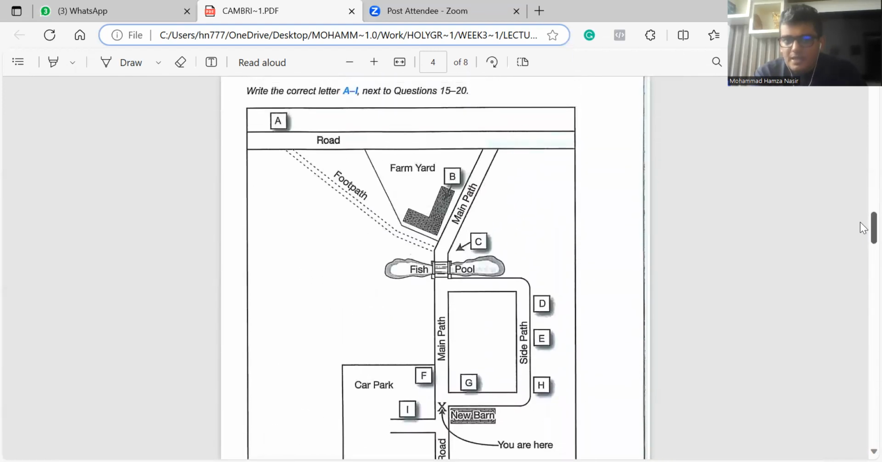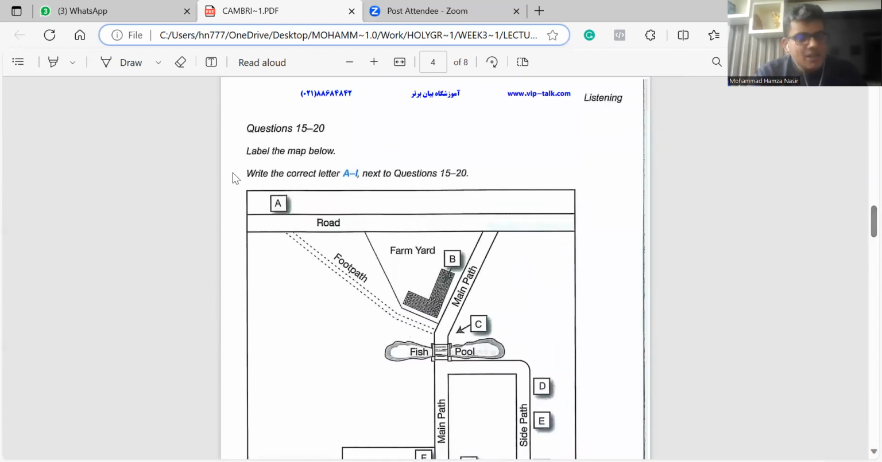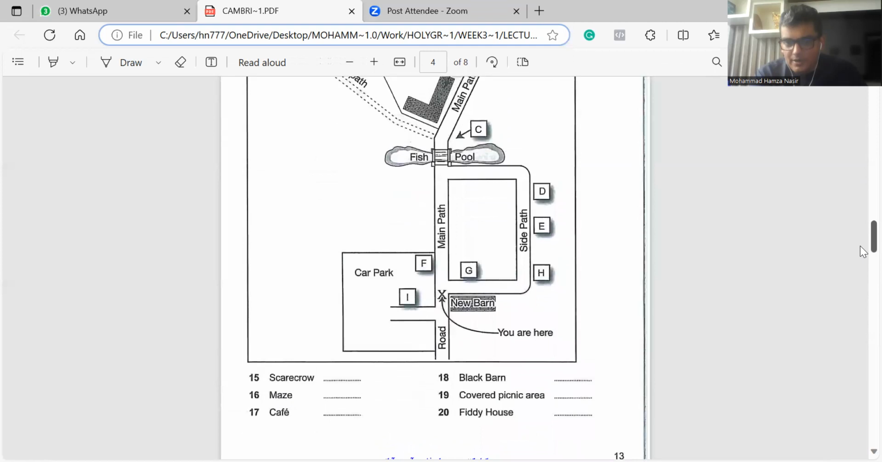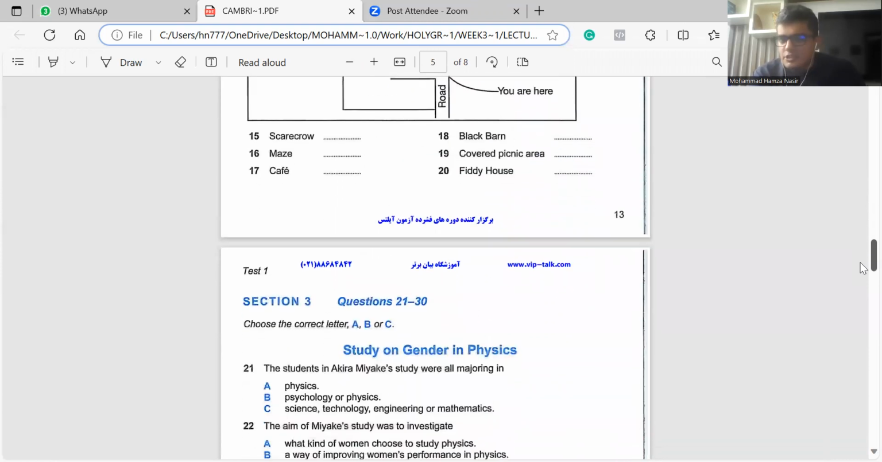Now remember one thing: your instruction says write the correct letter, not letters, which means that every area, for example the maze, is going to have one answer, one letter. And obviously that makes sense. If there's one maze, it can only have one location, it can't have different locations. Yeah. So that's section 2 for us.